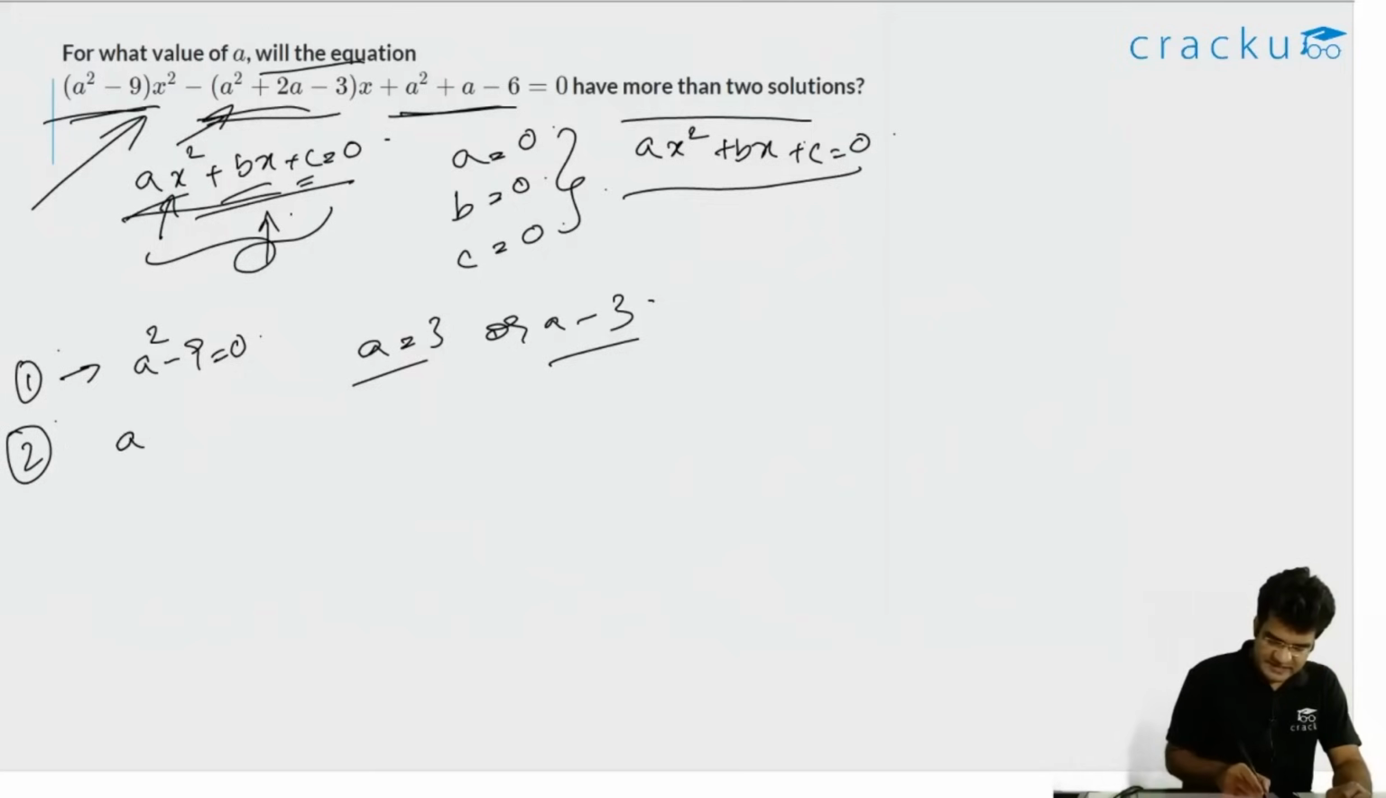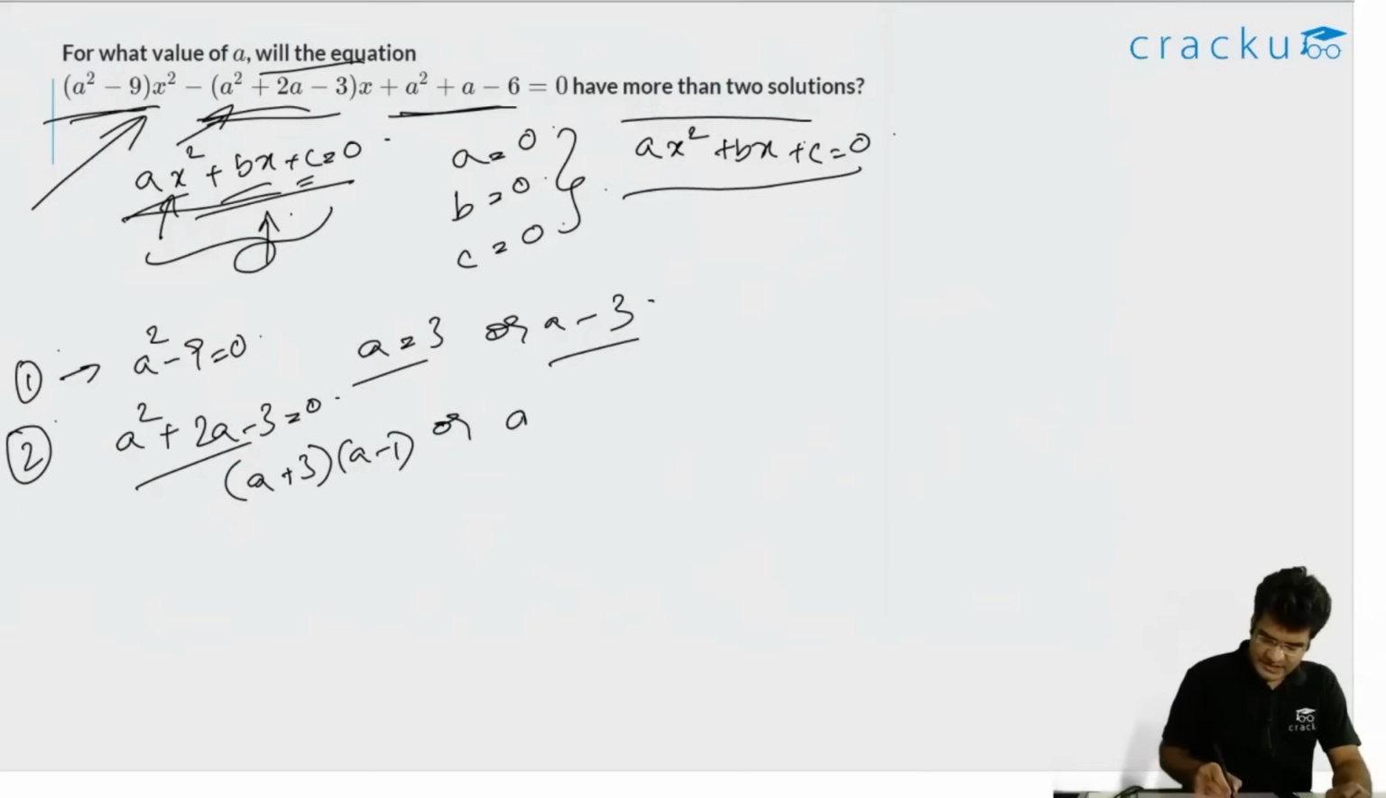This would happen if a square plus 2a minus 3 is equal to 0. This is a quadratic equation in a, so this will be (a plus 3) into (a minus 1) is equal to 0, or a should equal minus 3 or 1.